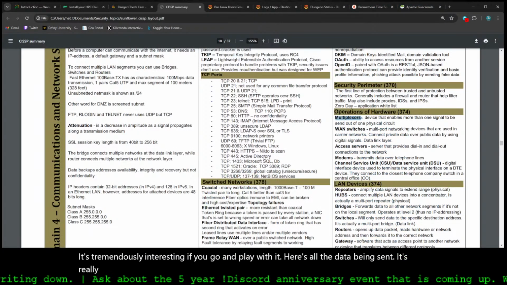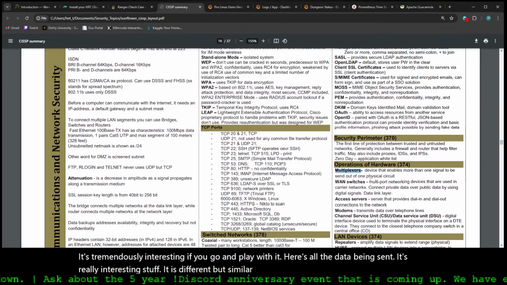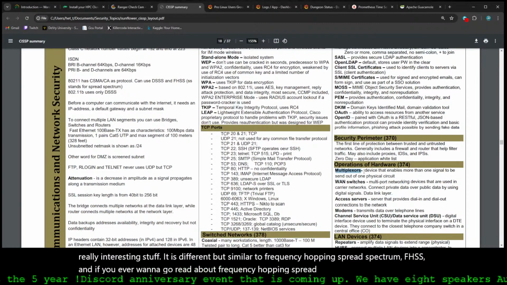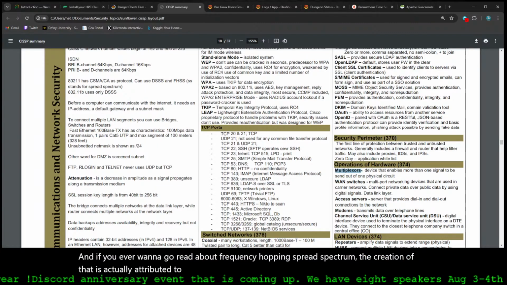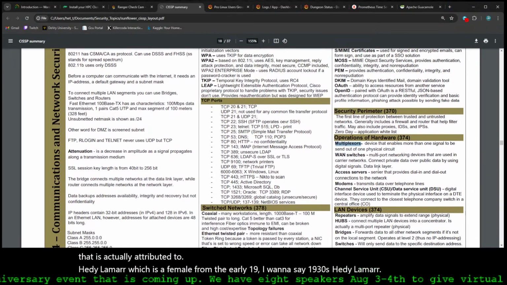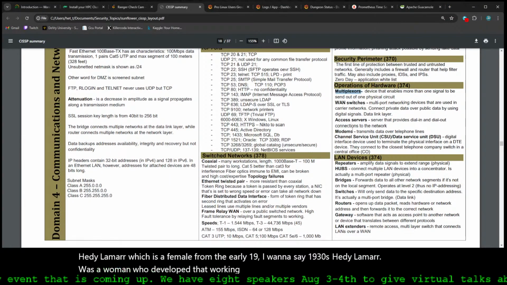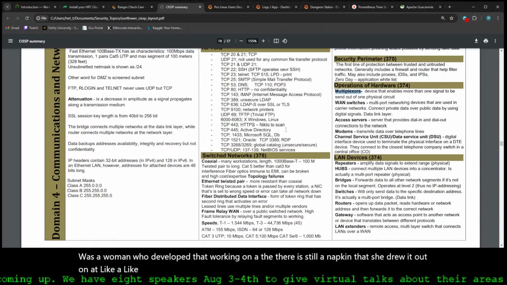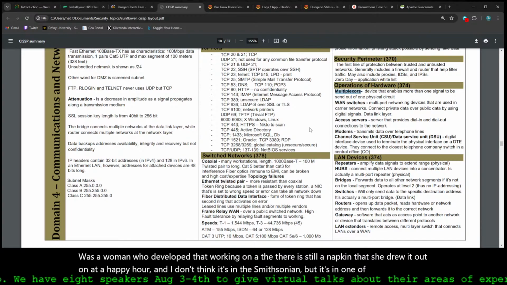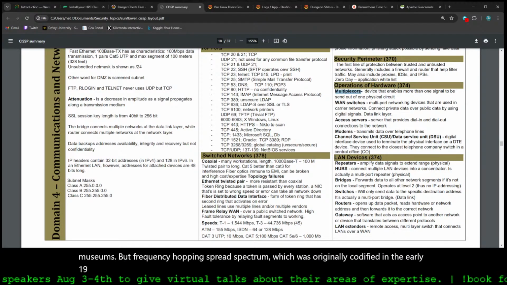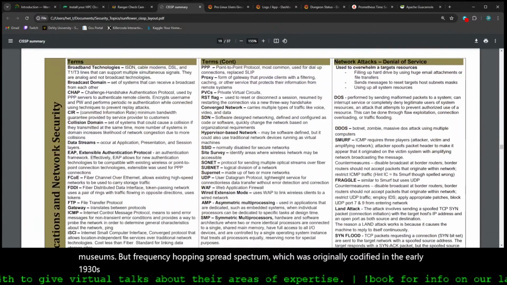It's really interesting stuff. It is different from, but similar to, frequency hopping spread spectrum, FHSS. And if you ever want to go read about frequency hopping spread spectrum, its creation is actually attributed to Hedy Lamarr, a woman from the early 1930s. Hedy Lamarr developed that, and there is still a napkin she drew it out on at a happy hour. I don't think it's in the Smithsonian, but it's in one of our national museums. Frequency hopping spread spectrum, which was originally codified in the early 1930s, is still used by our military now. Our military still uses it for security on its radios, right? And there's a bunch of devices. You've got to know your devices, right? And then there's other stuff.